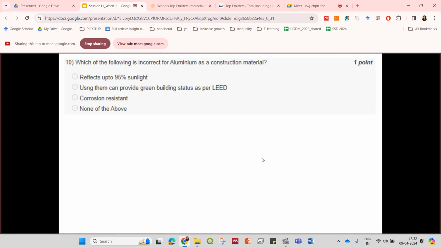Moving on to the next question. This is the last question for today, and it is: which of the following is incorrect for aluminium as a construction material? So you have options. First, that aluminum reflects up to 95% of the sunlight. Second is that using them can provide green building status as per LEED. And third is they are corrosion resistant. And last is none of the above.